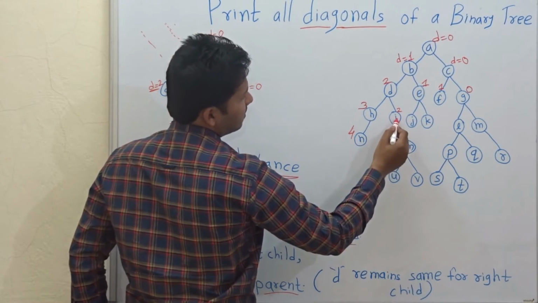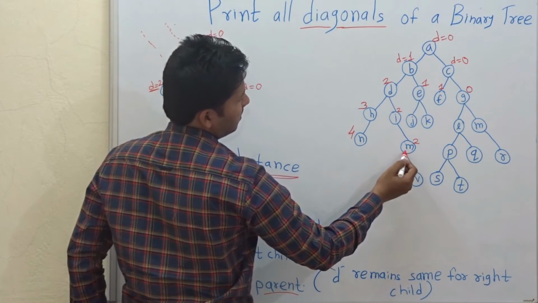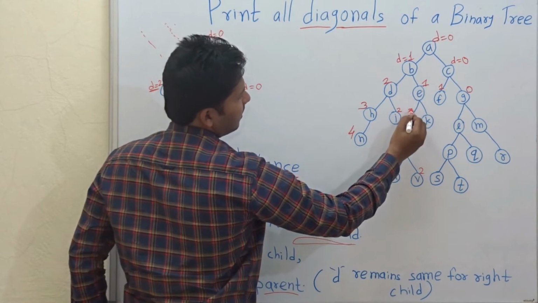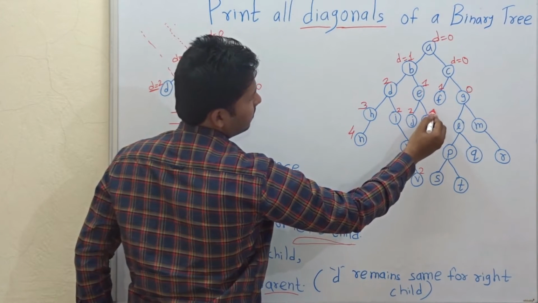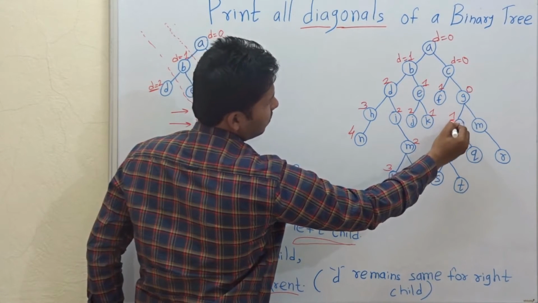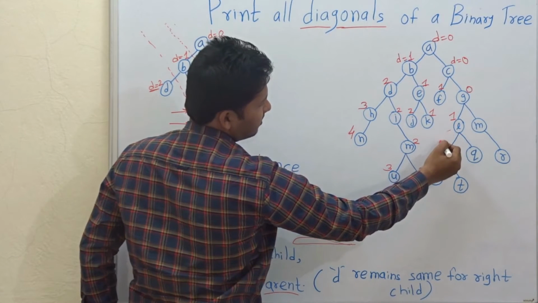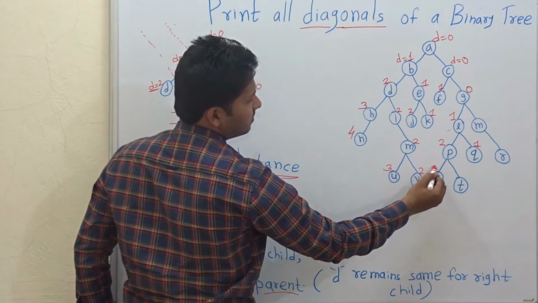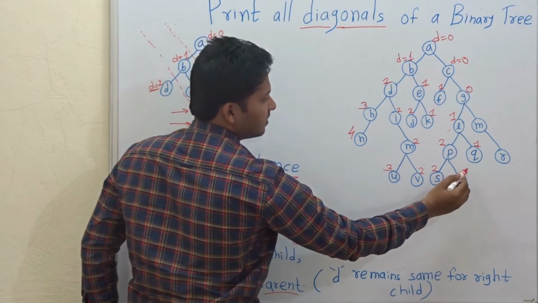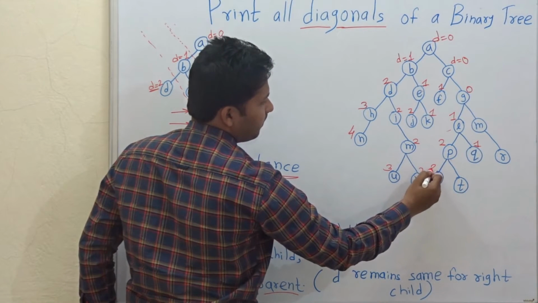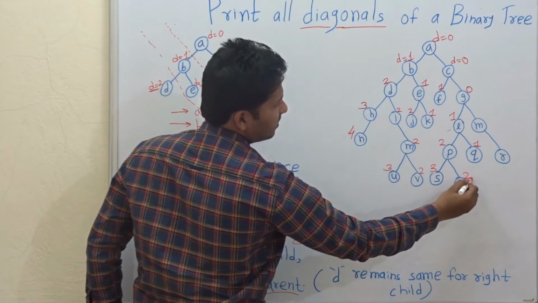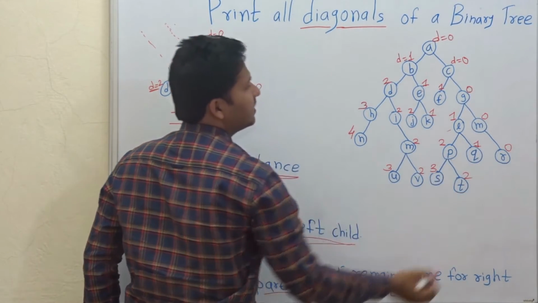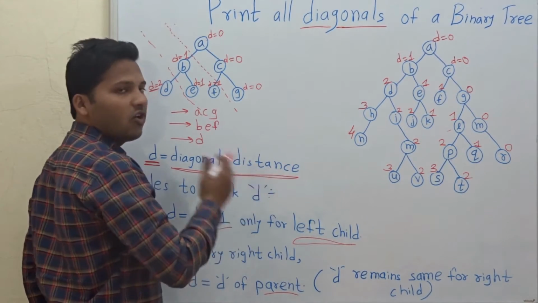So no right child here. Here it will remain the same as it is the right child. Increment by 1. Remain the same. Increment by 1 here. Remain the same. Increment by 1 for this node. Then increment by 1. So it will become 2. Here it will remain the same. Increment by 1 as it is the left child. Here I have to increment by 1. Increment by 1. And here it will remain the same. Here it will remain the same. This is a right child, so it will remain the same. So we have marked all the distances.